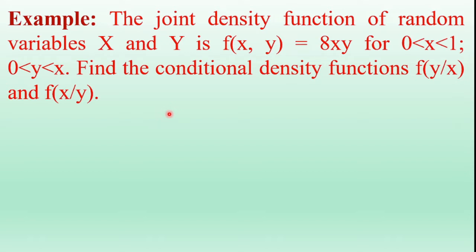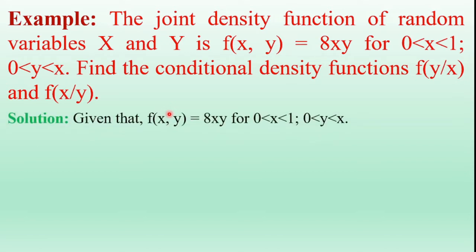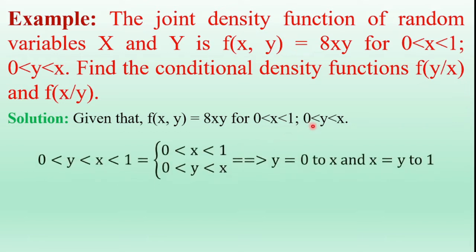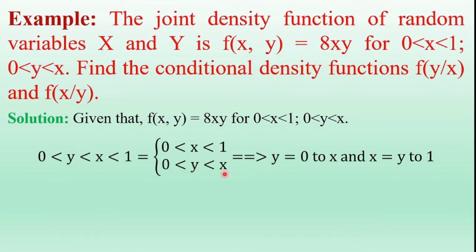So coming to the solution, given that the joint density function is f of x comma y is equal to 8xy for 0 less than x less than 1 and 0 less than y less than x. From these two ranges, 0 less than y less than x, but here x less than 1. So therefore 0 less than y less than x less than 1. So in this range, y range is 0 to x and x range is y to 1.